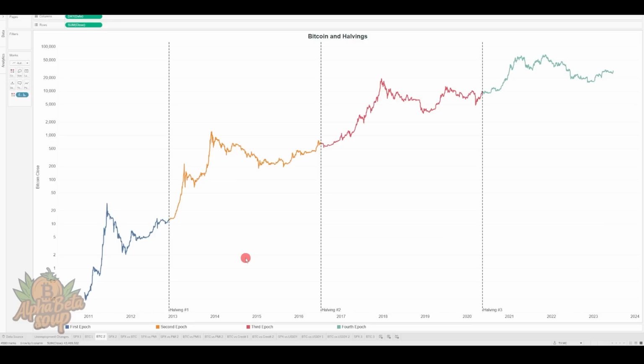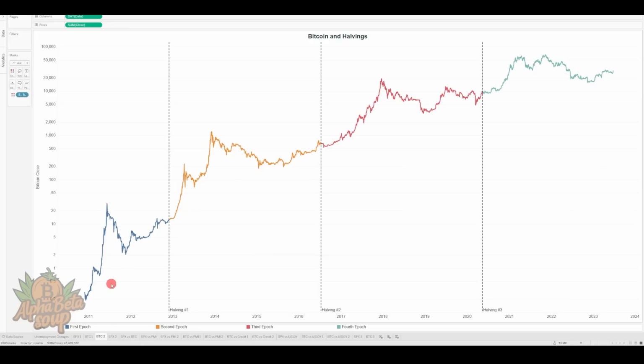Many of you already know what this is, but a basic primer is that the Bitcoin protocol reduces its daily issuance amount every 210,000 blocks. Every new block is about 10 minutes apart, and as of today, each new block is issuing 6.25 Bitcoin.